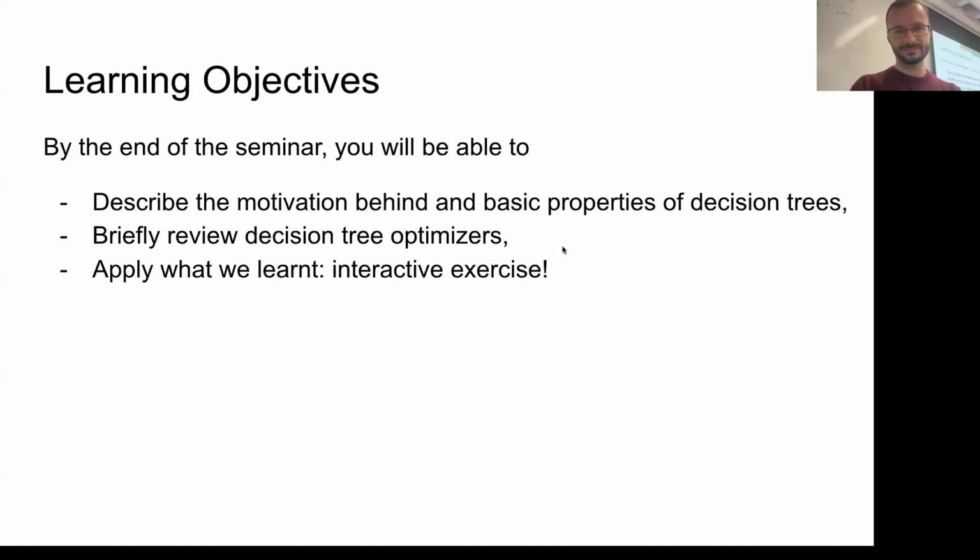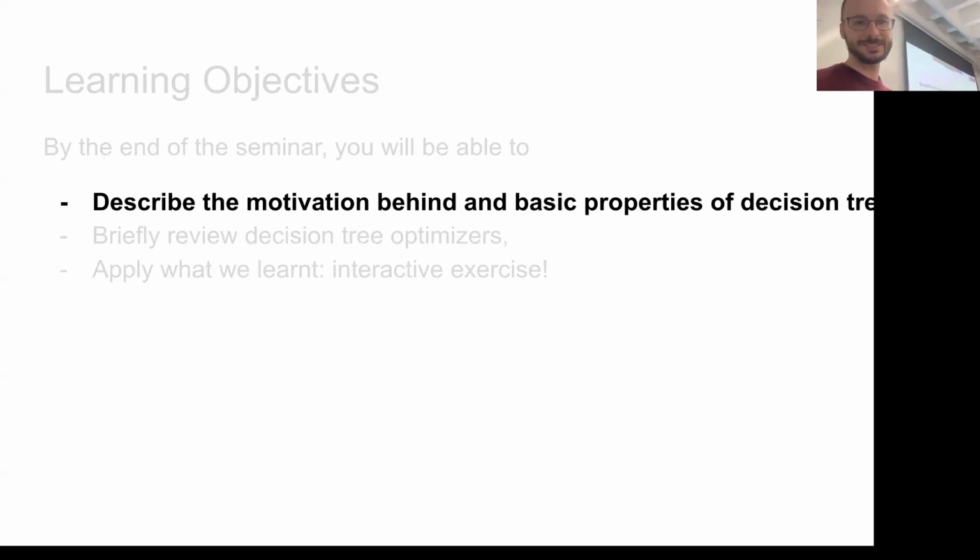Okay, so I have some learning objectives for you all. I hope that by the end of the seminar, you will be able to describe the motivation and the basic properties of decision trees. We will briefly review how optimizers work for decision trees, and we will also apply everything that you have learned here, and there will be an interactive exercise at the end. So let's get started with the first one.